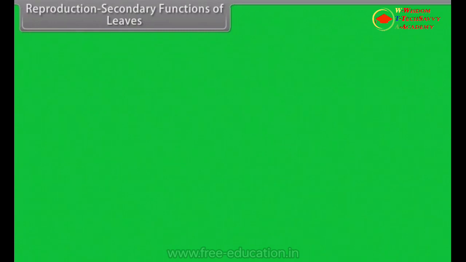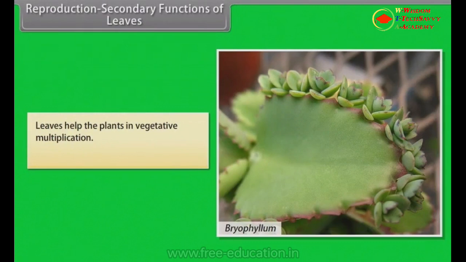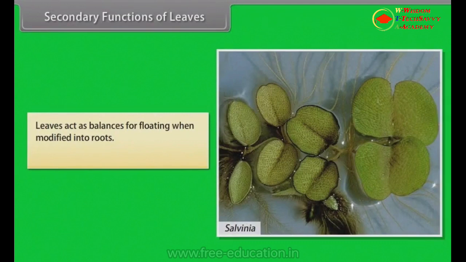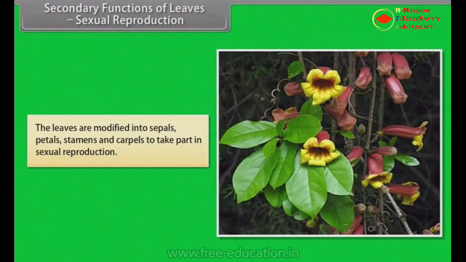Reproduction. Secondary functions of leaves. Leaves help the plants in vegetative multiplication. Example, Bryophyllum. Secondary functions of leaves. Leaves act as balances for floating when modified into roots. Example, Salvinia. Secondary functions of leaves. Sexual reproduction. The leaves are modified into sepals, petals, stamens, and carpels to take part in sexual reproduction.